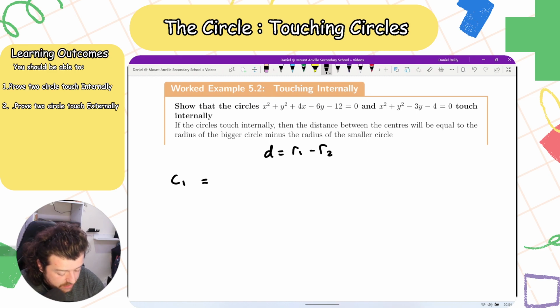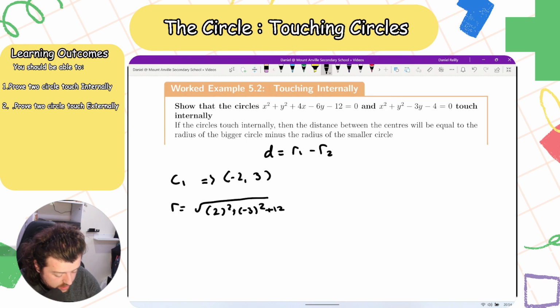So for C1, my center point: G is going to be minus 2, so that's my x coordinate. Minus 6 divided by 2 is minus 3, so my y coordinate is going to be positive 3. And then my radius is going to be equal to the square root of 2 squared plus minus 3 squared plus 12, because it's minus c, so minus negative 12. That's going to be 4 plus 9 plus 12, which is root 25, which is equal to 5.